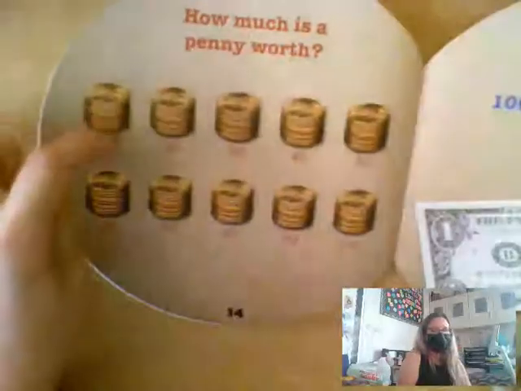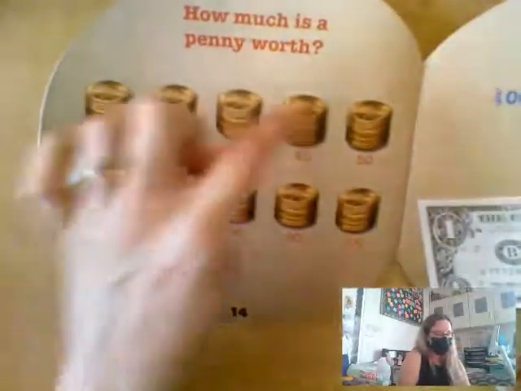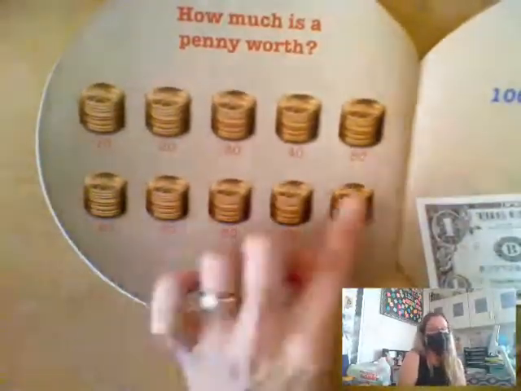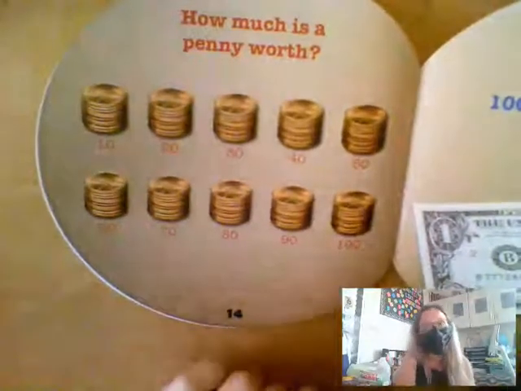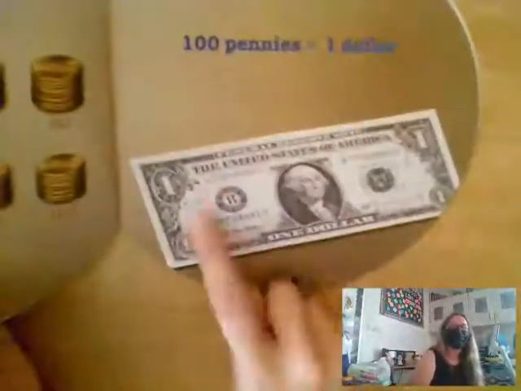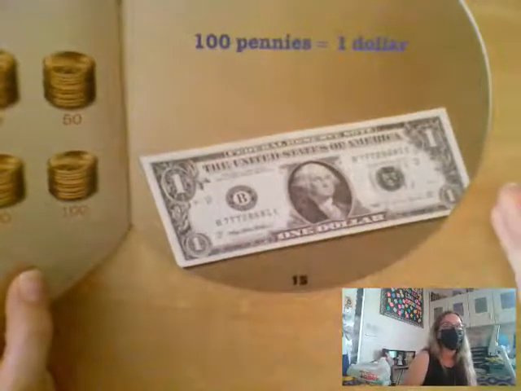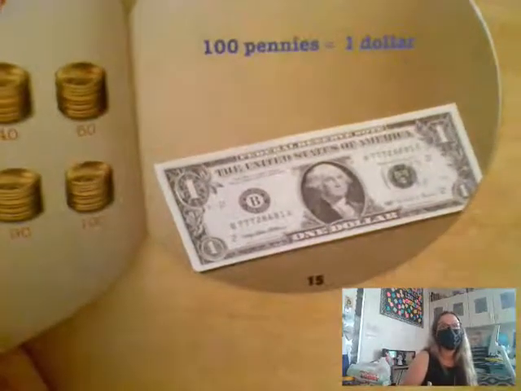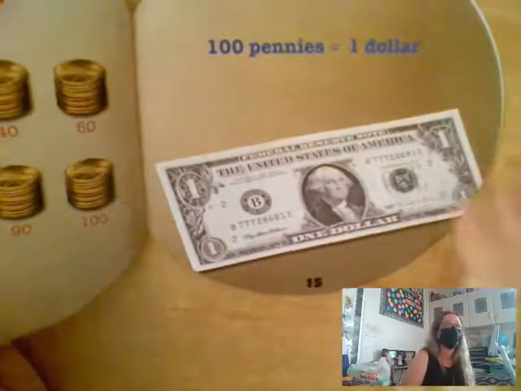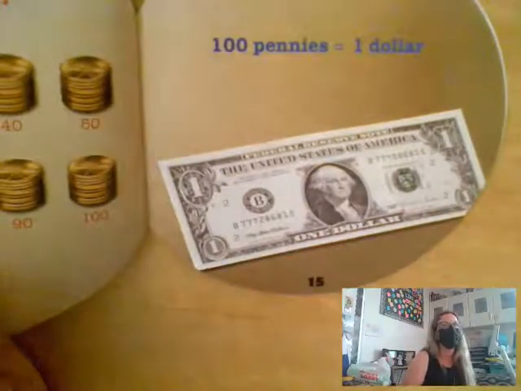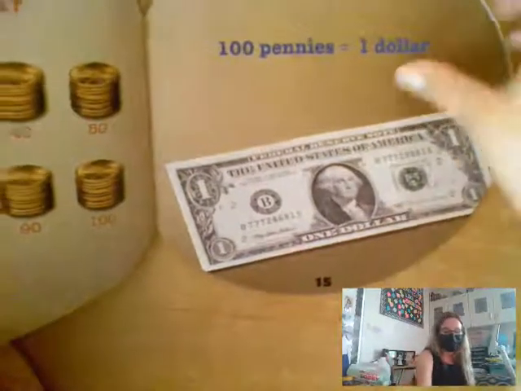So how much is a penny worth? Here we have stacks of pennies. There's 10, 20, 30, 40, 50, 60, 70, 80, 90, 100 pennies. And 100 pennies equals $1. So every dollar you spend is 100 cents. So every time you get 100 pennies, you have a whole dollar. So if something costs $5, you would need 500 pennies.